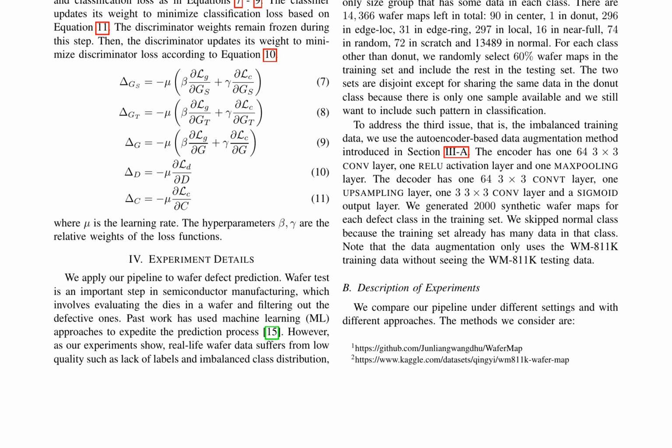The authors apply their pipeline to wafer defect prediction, using the mixed WM381 dataset as the source dataset and the WM811K dataset as the target dataset. They address the issues of missing labels, imbalanced class distribution, and varying sizes of wafer maps in the target dataset by dropping in labeled samples, selecting wafer maps of a fixed size, and using the autoencoder-based data augmentation method. They compare their approach with existing algorithms, including fine-tuning-based methods and deep learning-based methods.